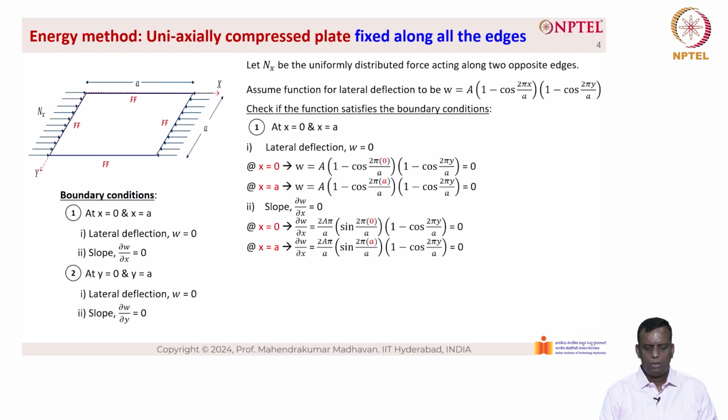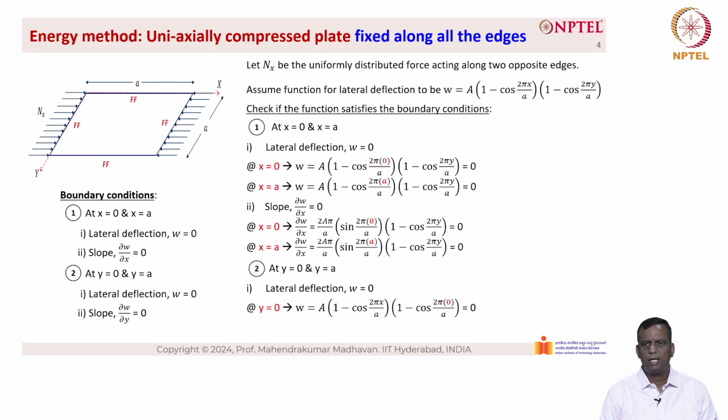Similarly, at x equal to a, ∂w/∂x is given as (2aπ/a) sin(2πa/a)(1 − cos(2πy/a)). We also know that sin nπ equal to 0, here sin 2π is there and hence this also becomes 0. And let us substitute y equal to 0 and y equal to a in the lateral deflection w. When we substitute y equal to 0, w equal to a(1 − cos(2πx/a)), which remains the same, and the next term 1 − cos(2π·0/a) becomes 0 simply because cos 2π becomes 1 and 1 minus 1 becomes 0.